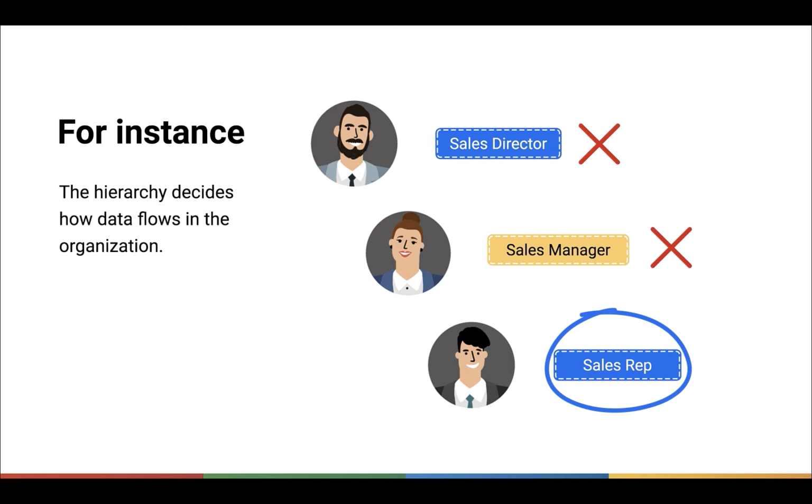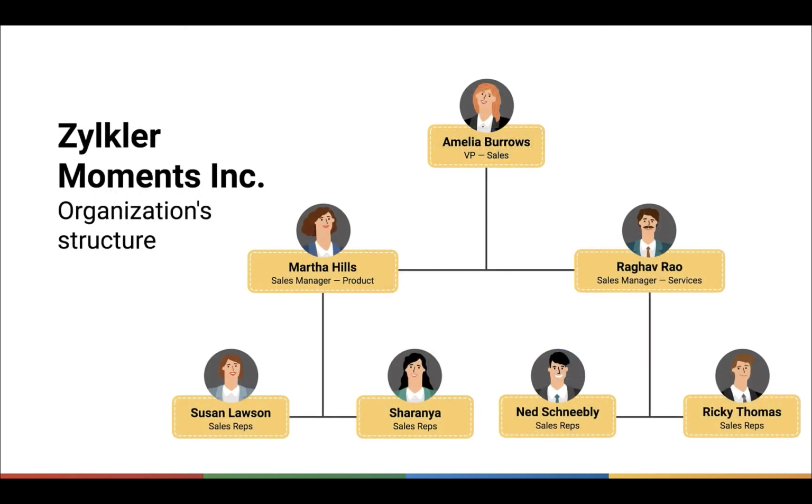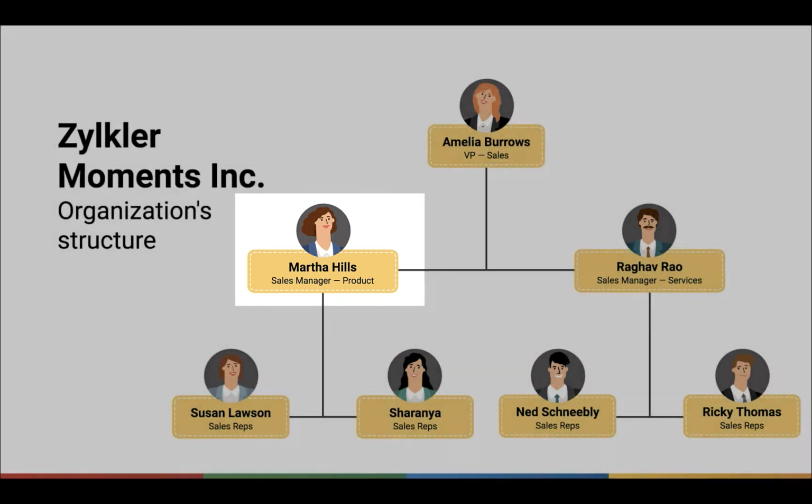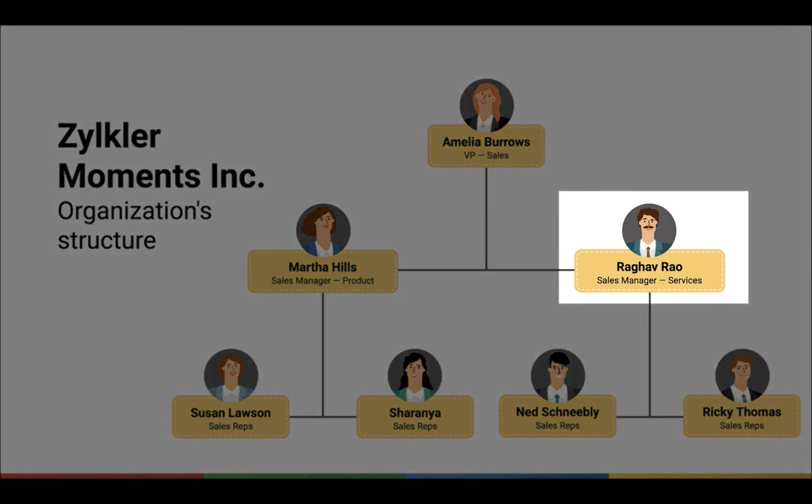Okay, now we'll quickly take an example of a company. This is a sample, fictitious company called Zilker Moments, and let's say they have this organization structure. Let's say Zilker Moments is into the sales and services of mobile phones. Now the sales team is divided into two sub-teams, where there is a dedicated sales manager for product sales and a dedicated sales manager for services sales.